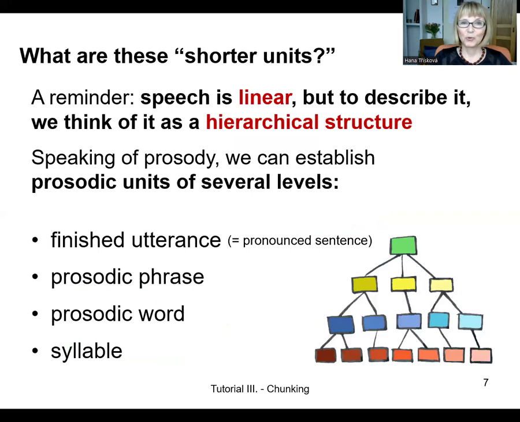I mentioned some shorter units. So what are these shorter units? You may remember this slide from a previous tutorial. Speech is linear, but to describe it, we think of it as a hierarchical structure. Speaking of prosody, we can establish prosodic units of several levels. At the lowest level, there is syllable, then there is prosodic word, prosodic phrase, and at the highest level is finished utterance. Utterance is a pronounced sentence, which is unique.